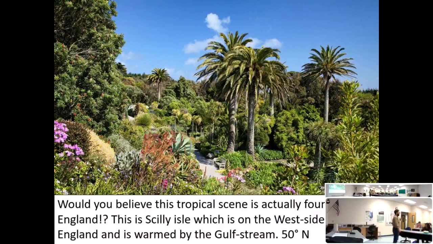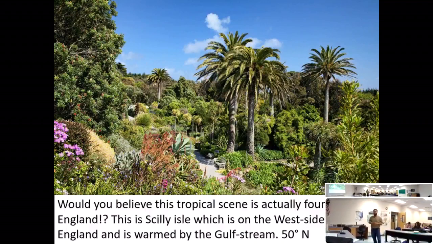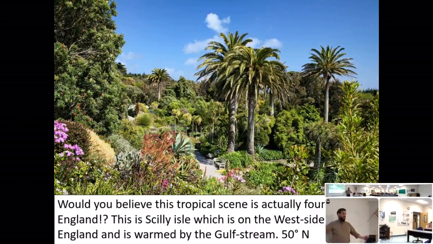So that Gulf Stream is bringing all of our nice Gulf of Mexico warm water. It makes a beeline for England, and it warms up the west coast of England big time. And this is kind of crazy. Think about this. This island is at 50 degrees north. Michigan, where I used to live, it's a cold place, is at 42 degrees north. This place is even further north than Michigan or Minnesota even.